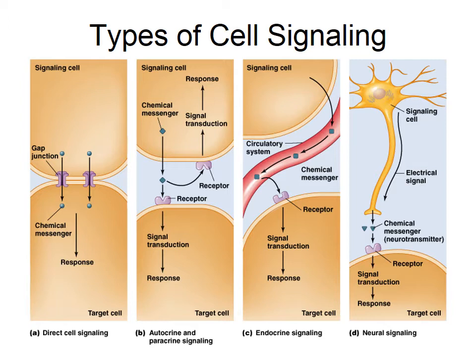Endocrine signaling, the signaling cell is always an endocrine cell. It releases the hormone into the bloodstream. Hormone is transported in the bloodstream, binds to a receptor on the target cell, signal transduction, some sort of response.